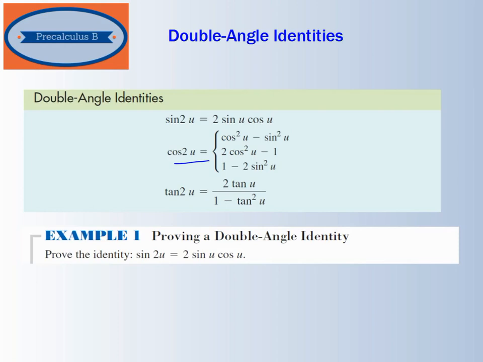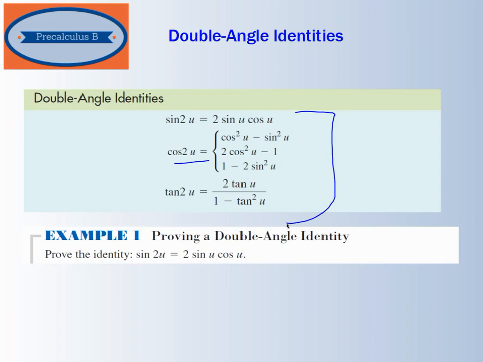But cosine squared u minus sine squared u, 2 cosine squared u minus 1, or 1 minus 2 sine squared u. Tangent of 2u is equal to 2 times tangent u divided by 1 minus tan squared u. So here are some new identities that are going to help us along the way.